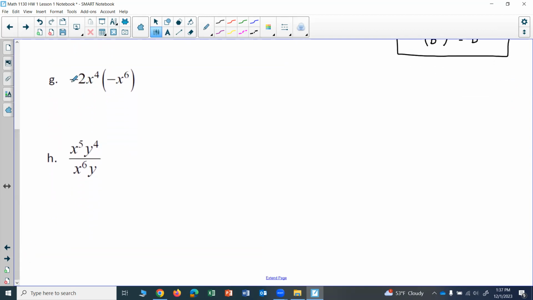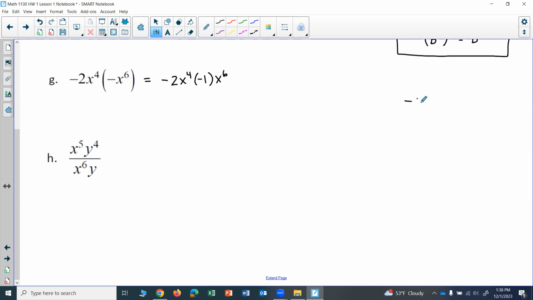All right, now I have negative 2x to the 4th, parentheses, negative x, and the negative is not raised to the power, so it's negative x to the 6th power. So this is really when that negative is not being raised to the power, that's really saying like negative 2 times x to the 4th times negative 1 times x to the 6th. That negative is not being raised to the 6th power.